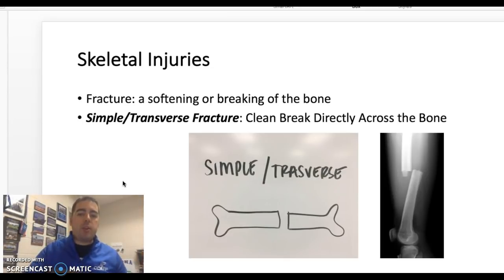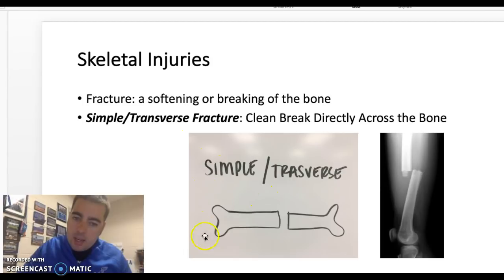Okay, but the first one you need to know is called a simple or transverse fracture, and it's the same name. Different schools of thought use different terminology there, but it's the same thing. Okay, so they're synonymous. Okay, so this is a clean break directly across the bone.